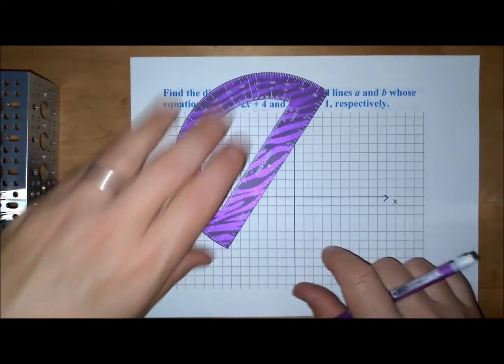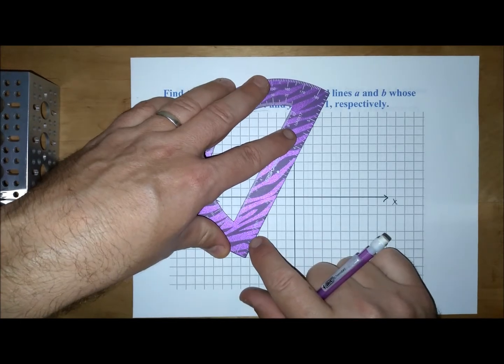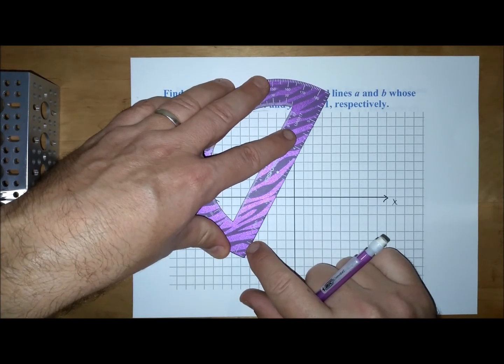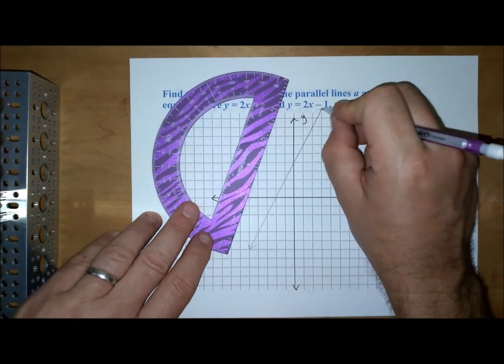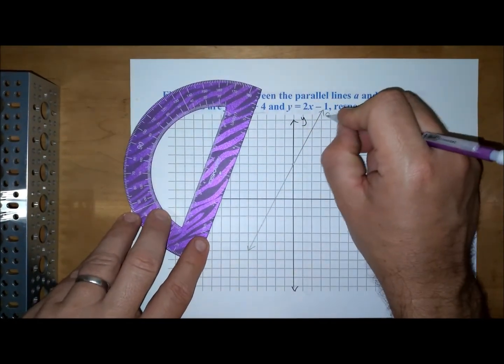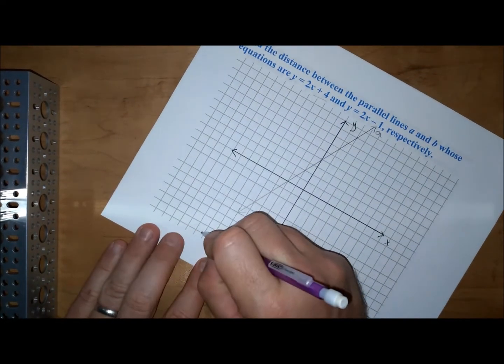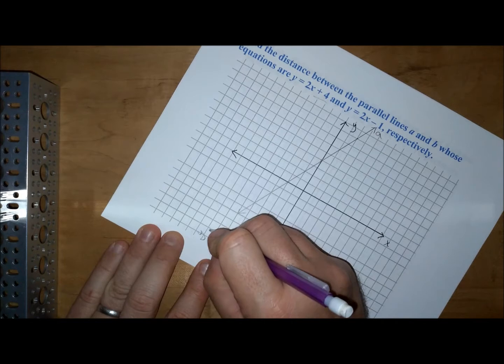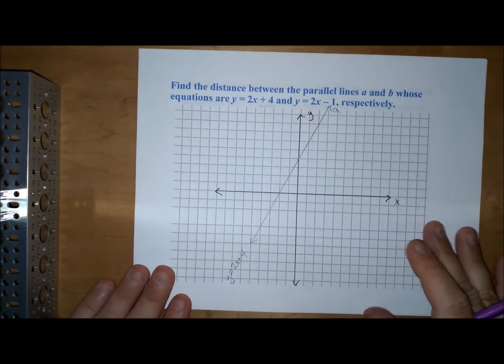Okay. And when I connect those 2 points, I get line A, we'll call it line A. And I really like to write my equations on those lines because we're going to use those.